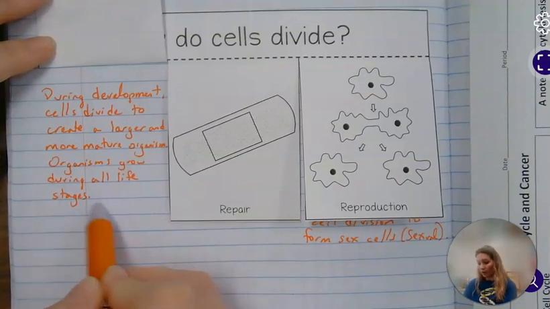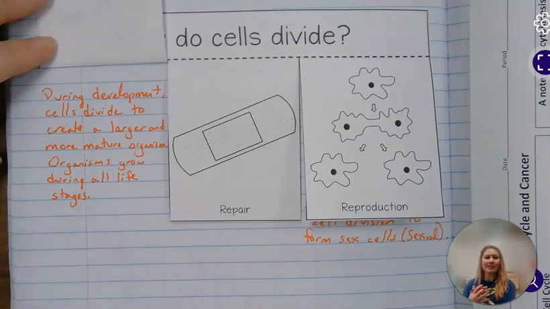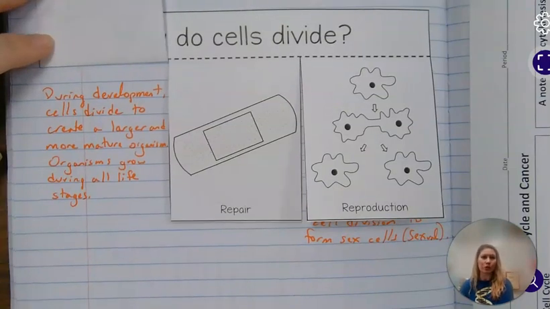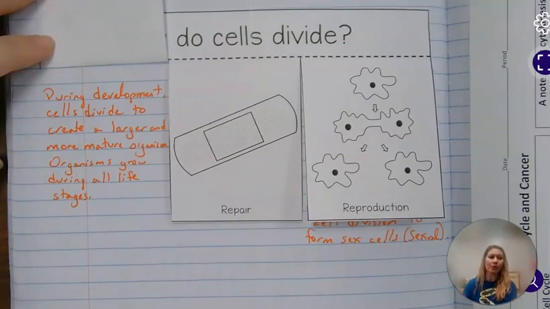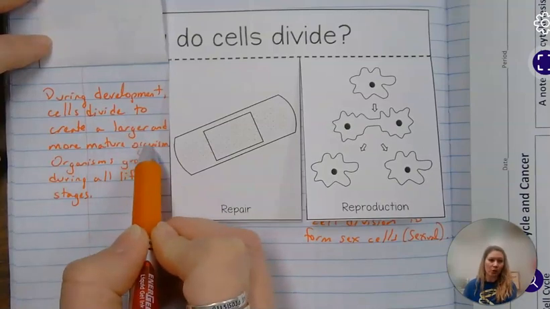This growth of organisms will take place during all of its life stages. So during fetal development, when the baby is still developing in the womb, cell division is occurring all the way up through after it's been born, when we are old people, in our 90s. We are still undergoing cell division to become a larger, more mature organism.